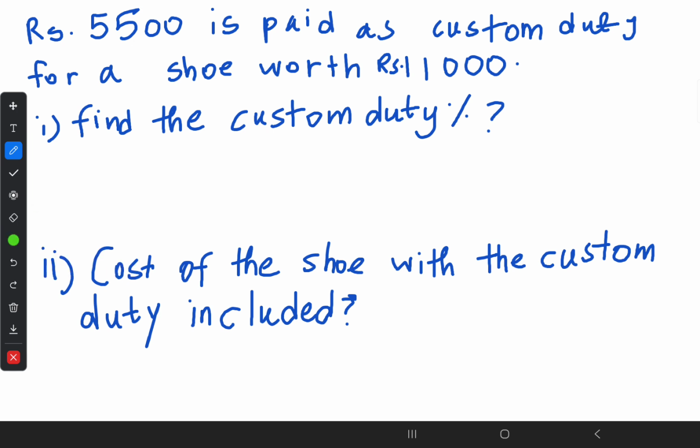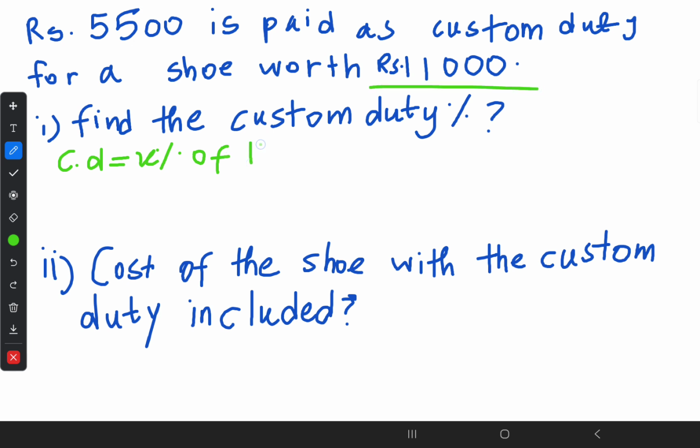Okay, let's try this question. Rupees 5,500 is paid as custom duty for a shoe worth rupees 11,000. Find the custom duty percentage. Let's find the percentage. For that, you need to use the custom duty formula. It is easy to use. Custom duty is equal to that percentage. We don't know what the percentage is. We need to find that, x percentage of the original worth of the product.